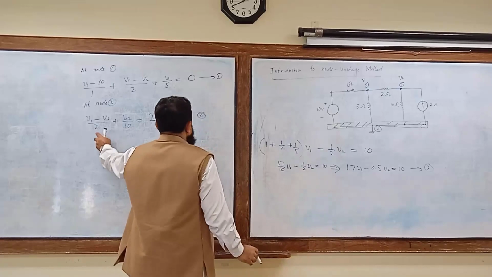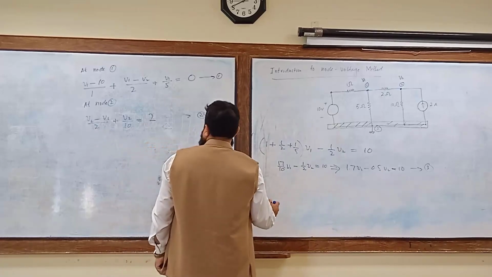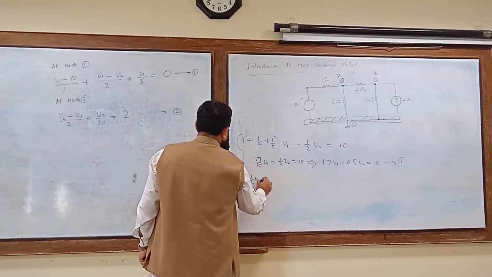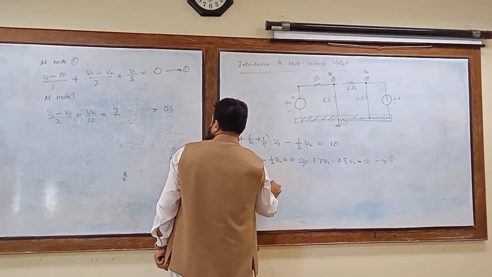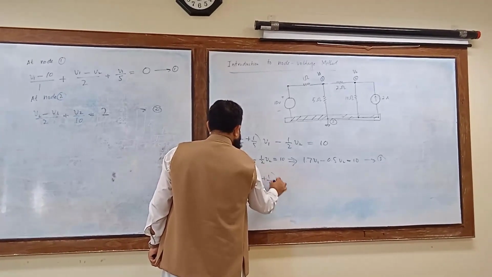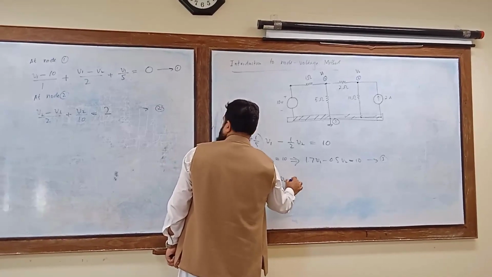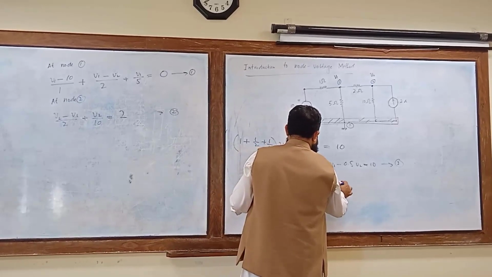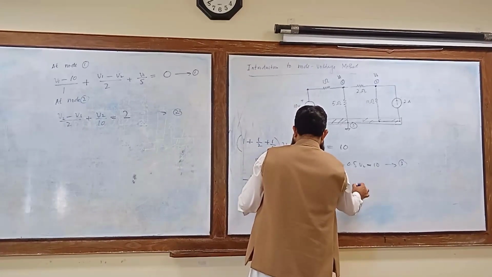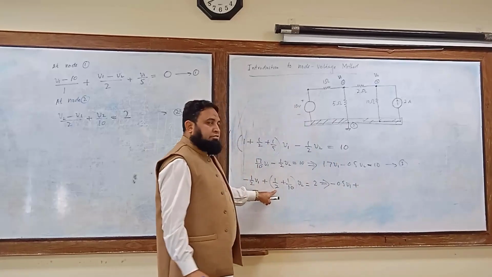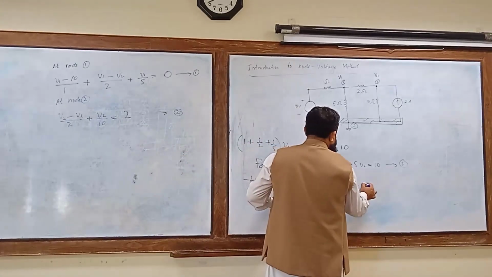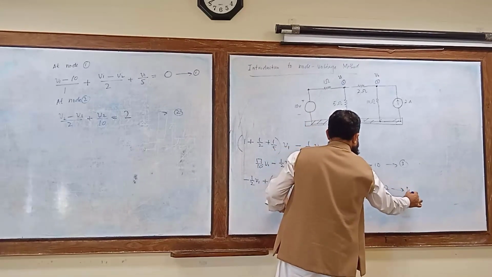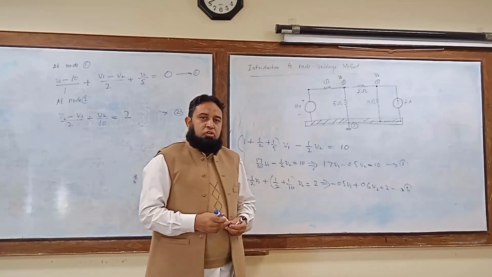And similarly, simplifying the other equation, we can rewrite equation number 2 as minus 1 over 2 V1 plus (1 over 2 plus 1 over 10) into V2 is equal to 2. And this is equal to minus 0.5 V1 plus, this is 0.5, this is 0.1, so this is 0.6 V2 is equal to 2 ampere. So just mark it as equation number 4.